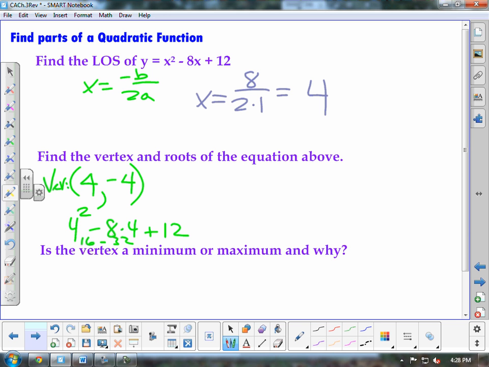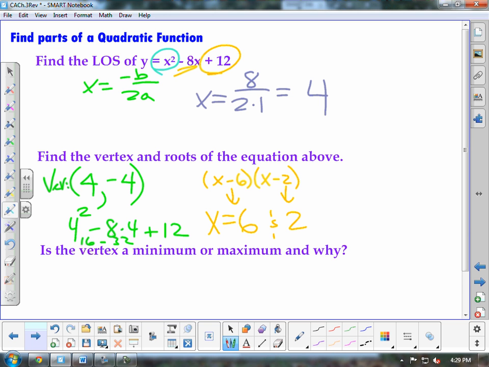To find the roots, you would try to factor it. And are there factors of 12 that get you to negative 8? They would be x minus 6 and x minus 2. And so in this case, the root is a positive 6. In that case, it is a positive 2. And then finally, is the vertex a minimum or a maximum? Well, because this value is x squared, it's a positive coefficient, so therefore our parabola is going to open up, and that makes it a minimum.